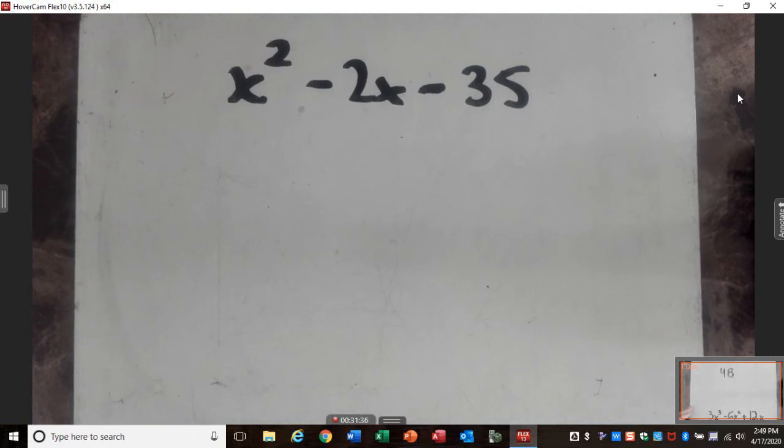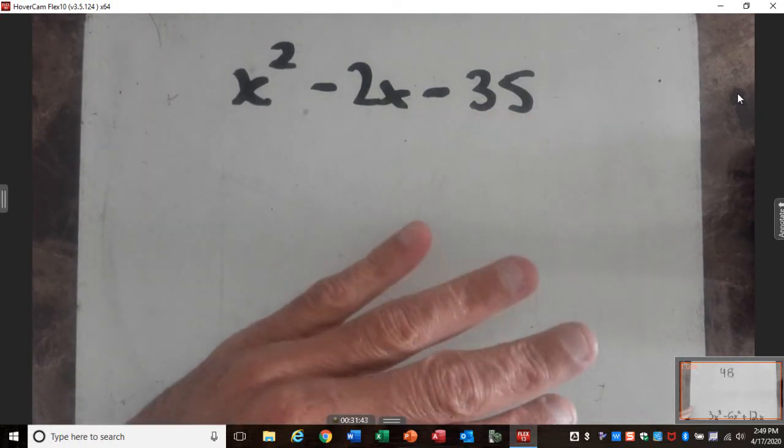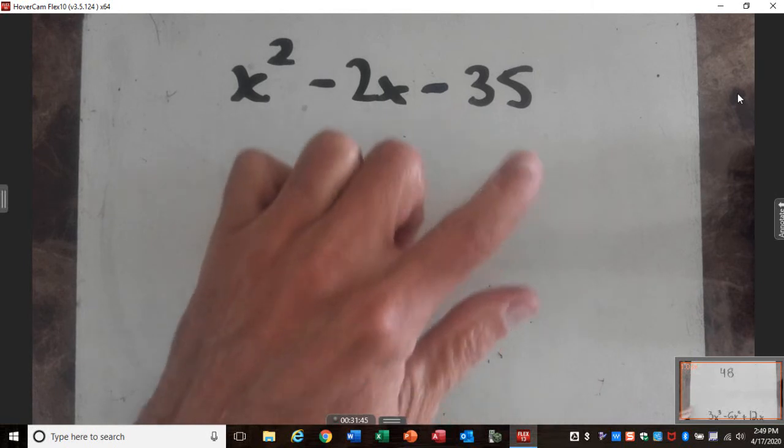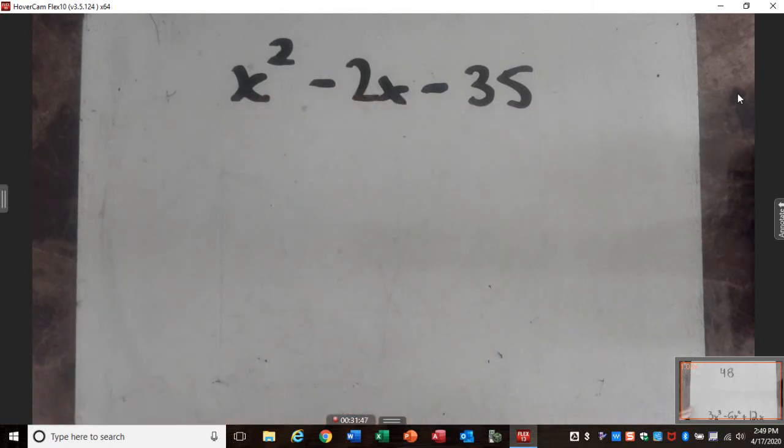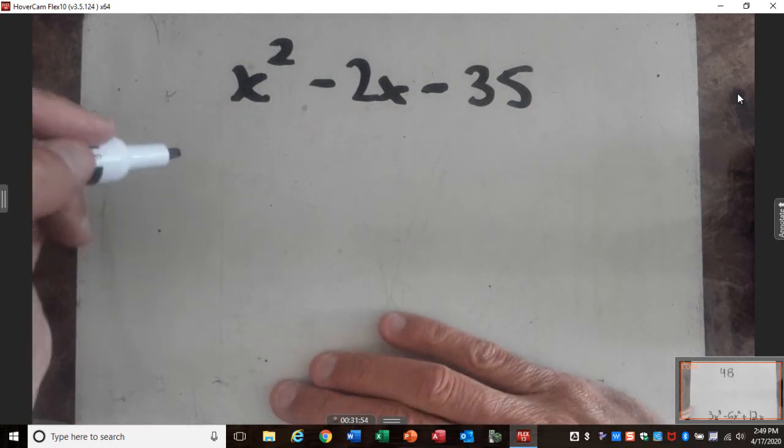I think it's good that we have one more of these. I'd like you to try this one. Give this one a try. You want factors of 35 that when you subtract give you 2. Think about that. You can do this. Factors of 35 that when you subtract you get 2. What are they? Now you might want to hit the pause button and give this a try yourself.